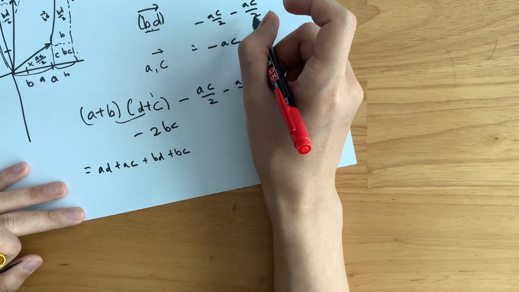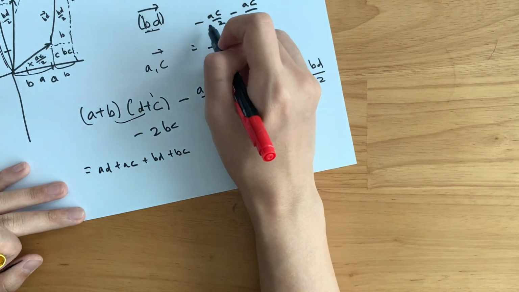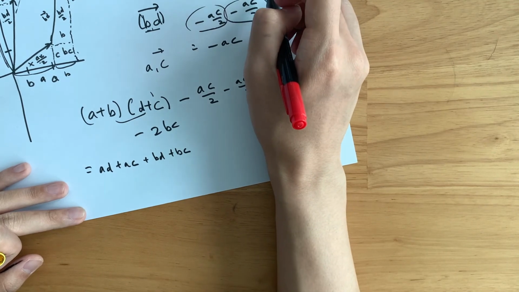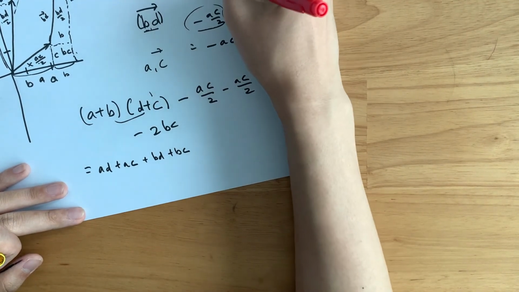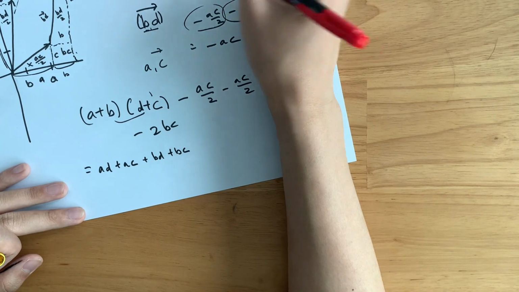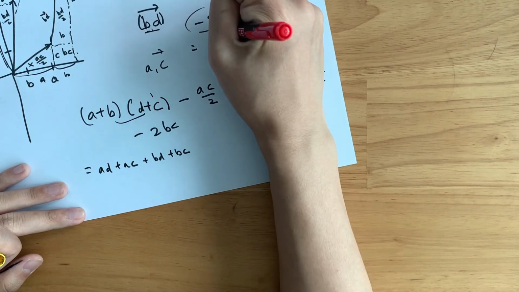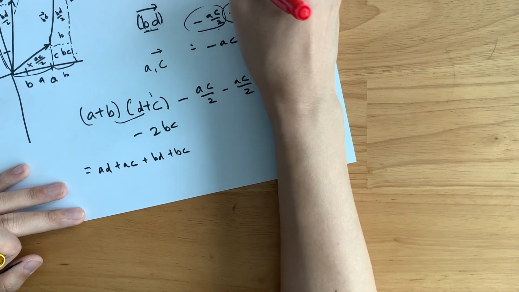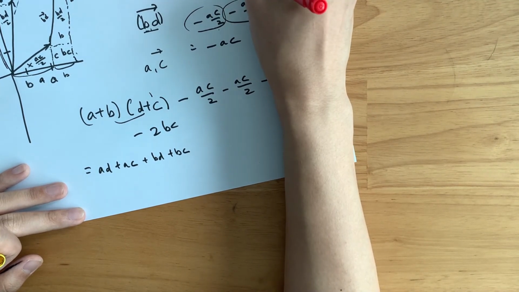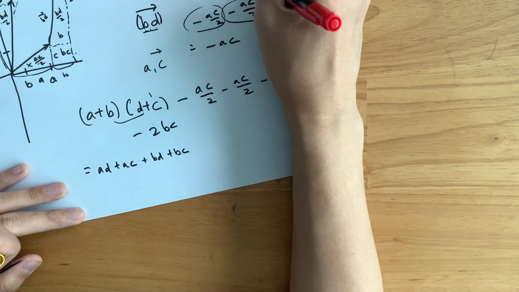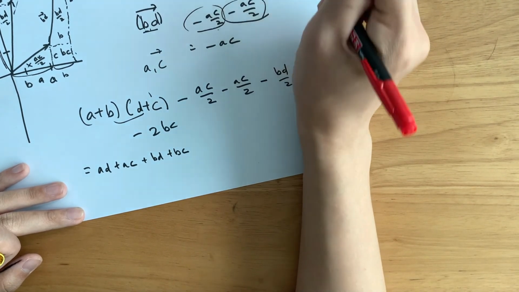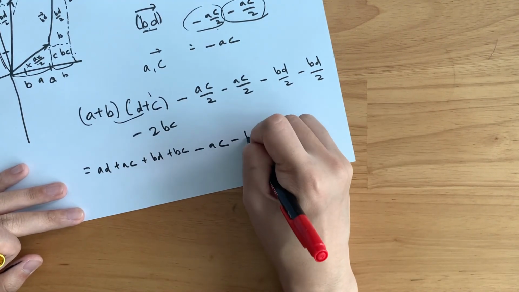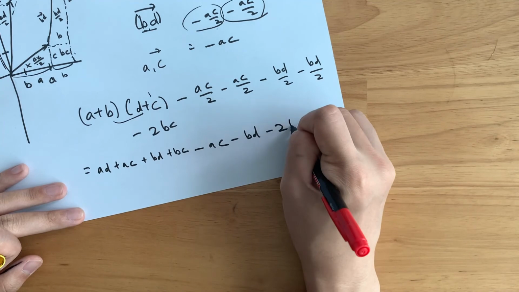You get this part? AC divided by half, and then AC divided by half. So this is just AC. Or what you can do is factor this 1 over 2 divided by half, and then this will become AC plus AC. So this will be 2AC divided by 2, negative. So this one just became negative AC. And this one same became negative BD minus 2BC.